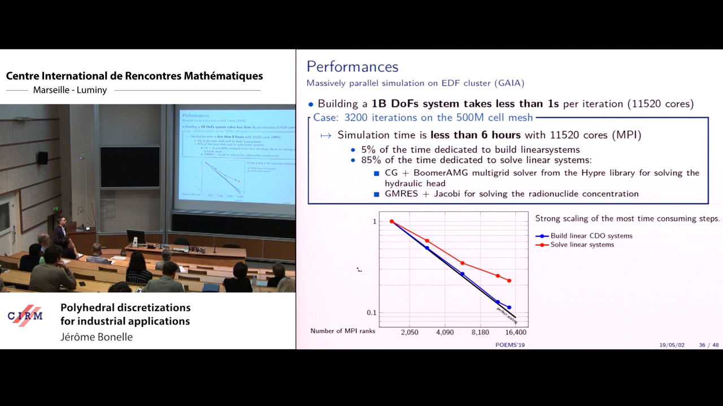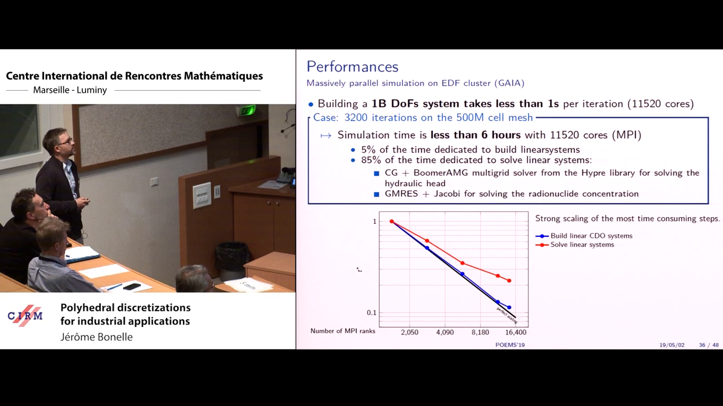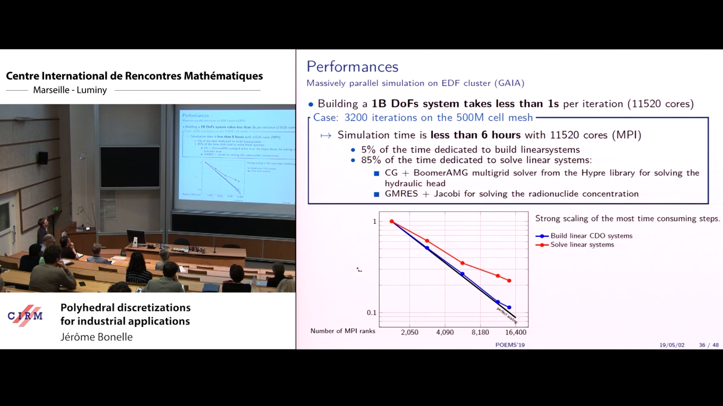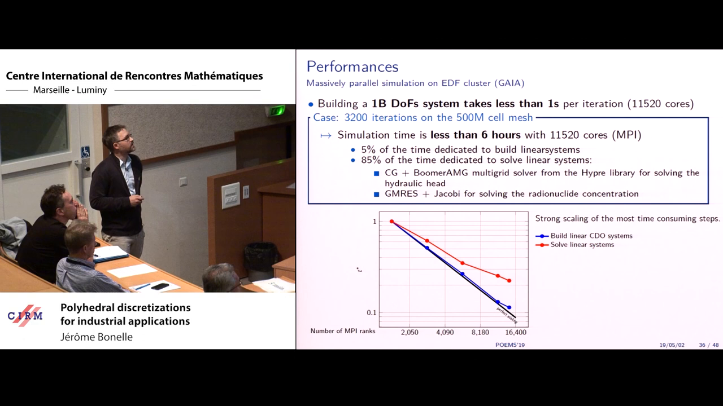But if we look at the result, there is a perfect scaling for building the linear system, a good scaling for solving the linear system, but as at the starting point, the time dedicated to solve the linear system is more time consuming. At the end, we end up with 85% of the time dedicated to solving the linear system. That's why we want to improve this step to be faster.